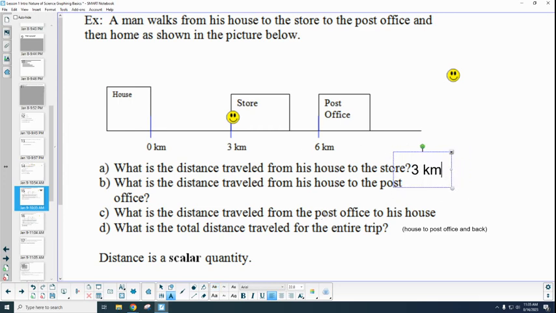First answer. Then if we moved from the house to the post office, so if we started here and went all the way to the post office, that would be 6 kilometers, because we're taking in that entire trip.